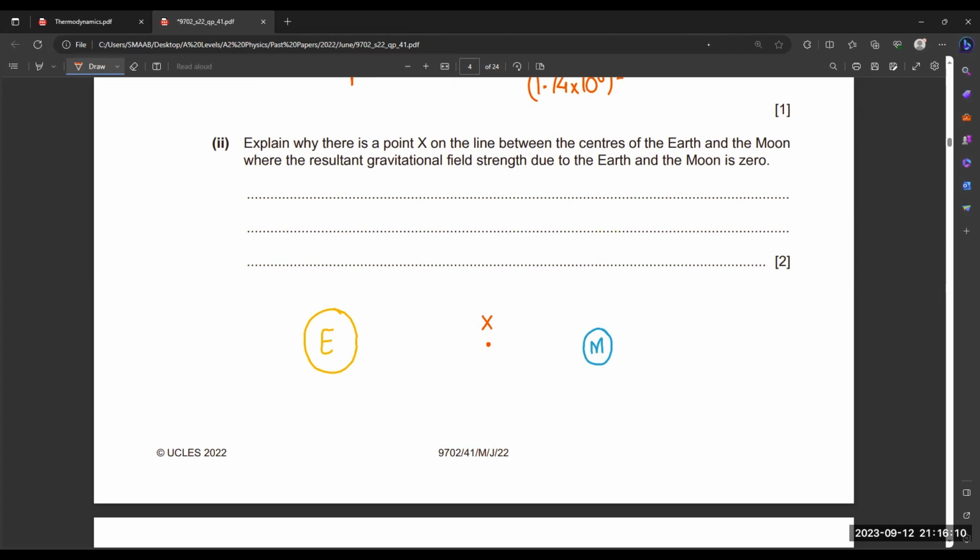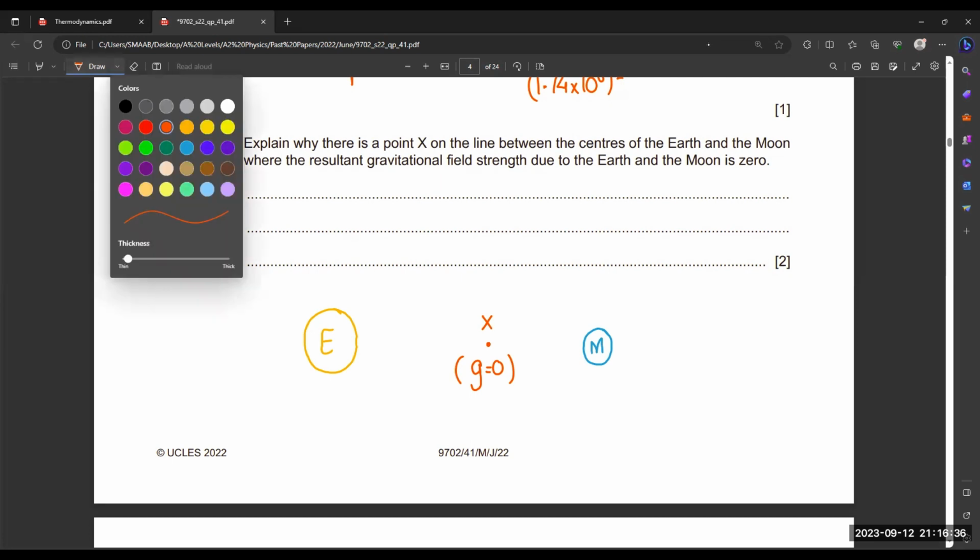And at this point, they are asking the resultant gravitational field strength is equal to zero. It means there will be no gravitational force acting at this point. Okay. So you know the concept of resultant force: when two forces are equal and opposite, their resultant force will be equal to zero.